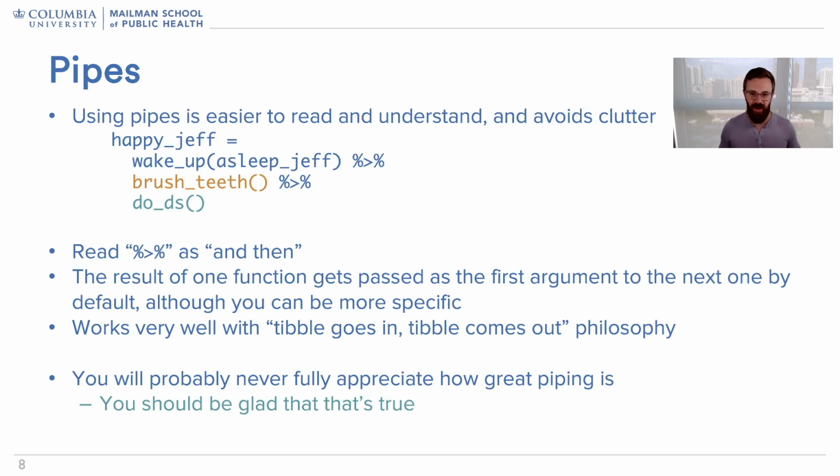So the way pipes work is, first, I'm going to start at the first operation that I'm interested in, where I wake up, and then, and that's what this pipe operation is. If you're trying to read this out loud to yourself, pronounce this as "and then." So I'm going to wake up, and then I'm going to brush my teeth. And I don't have to specify exactly what object goes into here. The pipe is going to say, take whatever came out of this operation and plug it in right here into the first argument of this function.